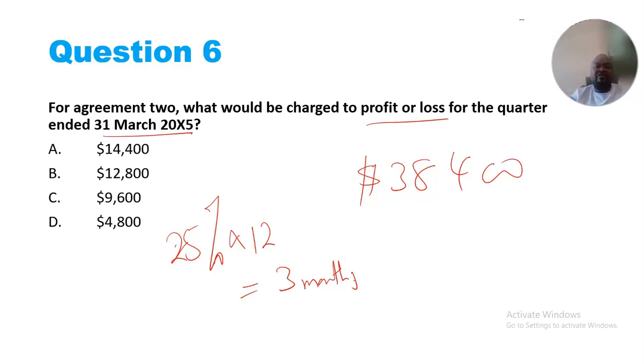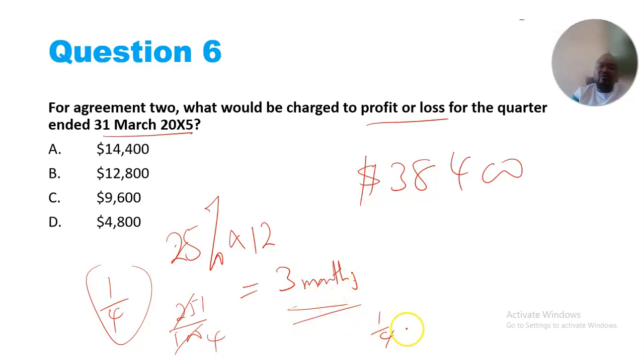Why did I use 25%? Because we know that a quarter is 1/4, and 25% is 25 over 100. If we divide 25 into 25 and 25 into 100, that's 4. So a quarter is just a period of 3 months. That's 1/4 multiplied by 12 months in a year, and we get 3 months. Most people confuse a quarter of a year and think it's 4 months. It's not 4 months, it's 3 months.